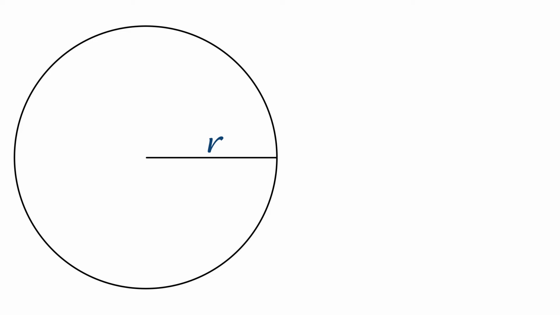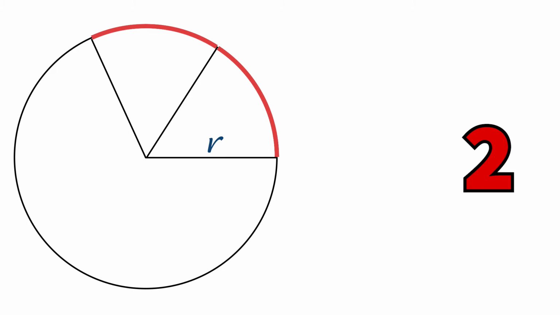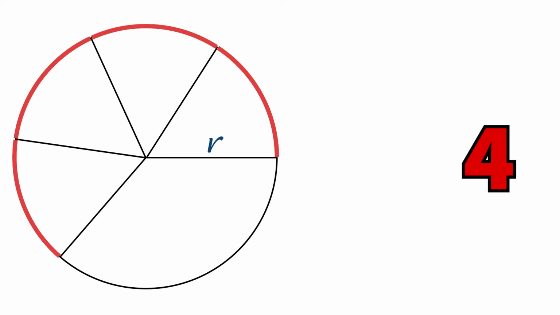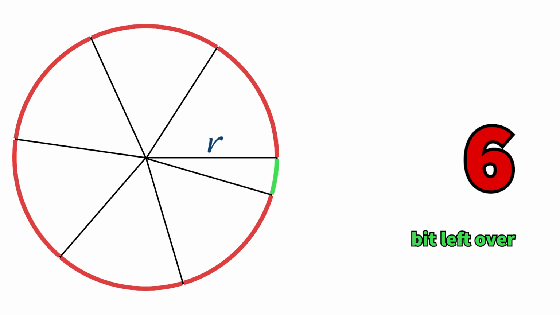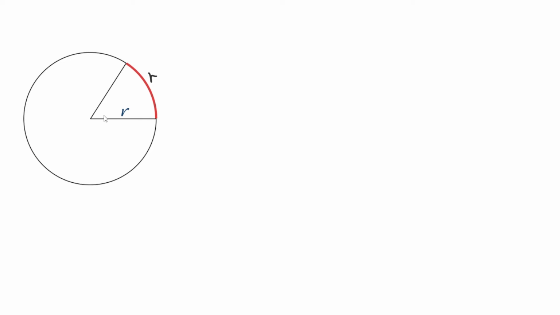Let's consider a circle of radius r, and we're going to add a segment around the edge of the circle of the same length, which you can see in red there. So that is also of length r. We can repeat this process moving around the circle with segments of length r, and what we find is that we will end up with 6 and a small bit left over. Considering one sector of length r, we can define this angle theta as being 1 radian.